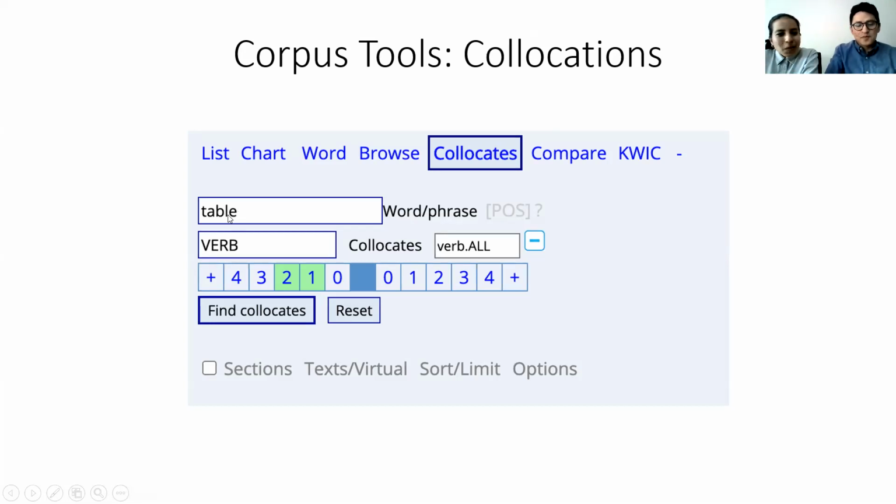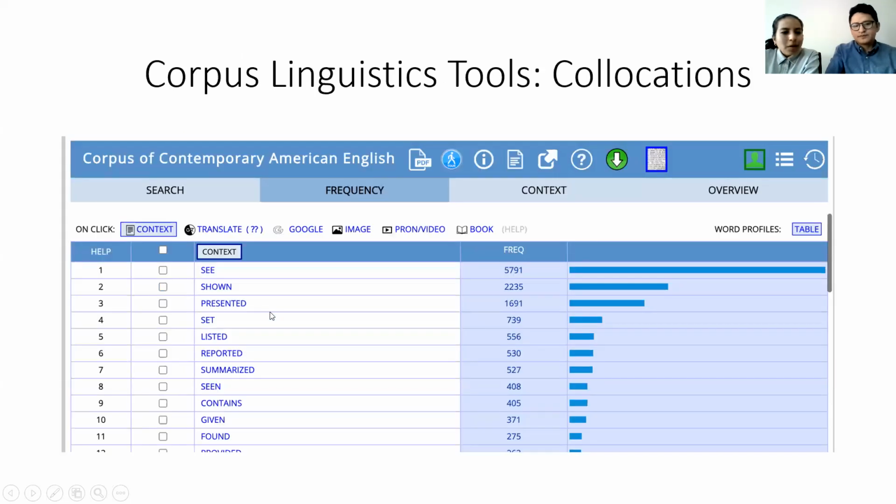Okay, so we're going to type in the noun table, and then we have to choose the correct part of speech, which is verb. And again, select two slots because there is an article. Then we click on collocates. And let's see, we have there the verbs. We have see, shown, presented, and said. But for our purpose, we need set, because we want to show that we should not say put the table, because the most natural form is set the table.